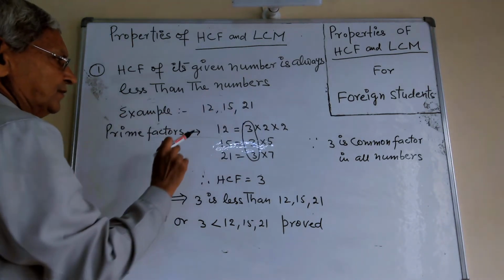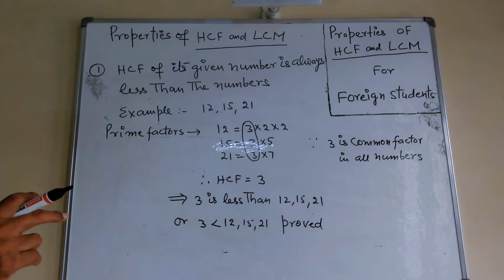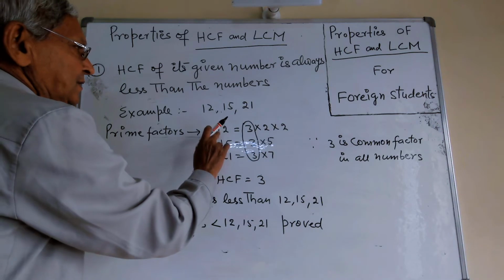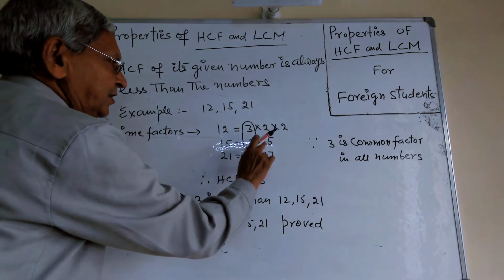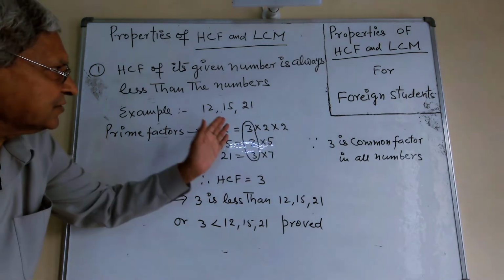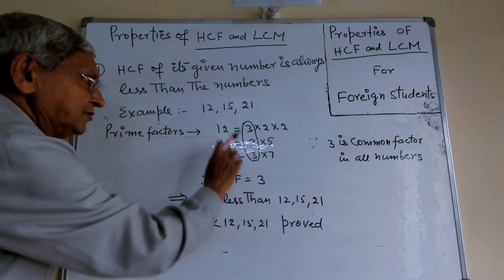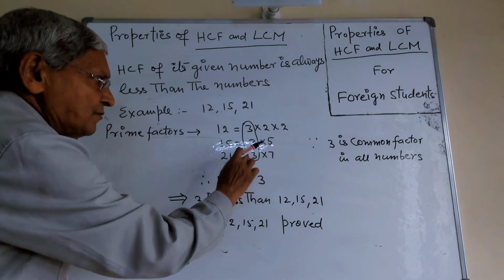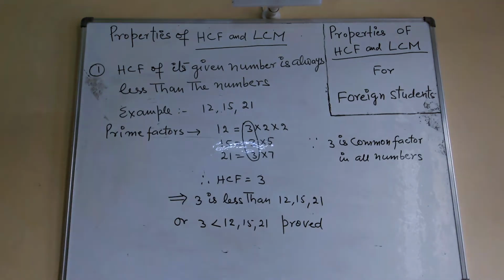12, 15, 21. Prime factors, because you know the HCF is to be found out with the help of the prime factors. Prime factors of 12: 3 into 2 into 2. Prime factors of 15: 3 into 5, and 21: 3 into 7. These are the prime factors of these three numbers. And 3 is the common factor in all these numbers. You have seen with the circle, 3 is the common factor between all the three numbers.